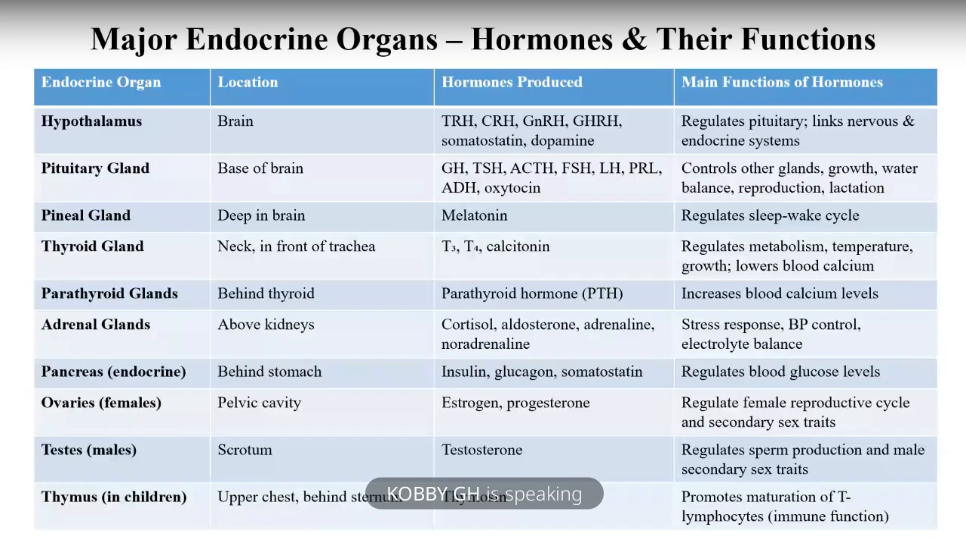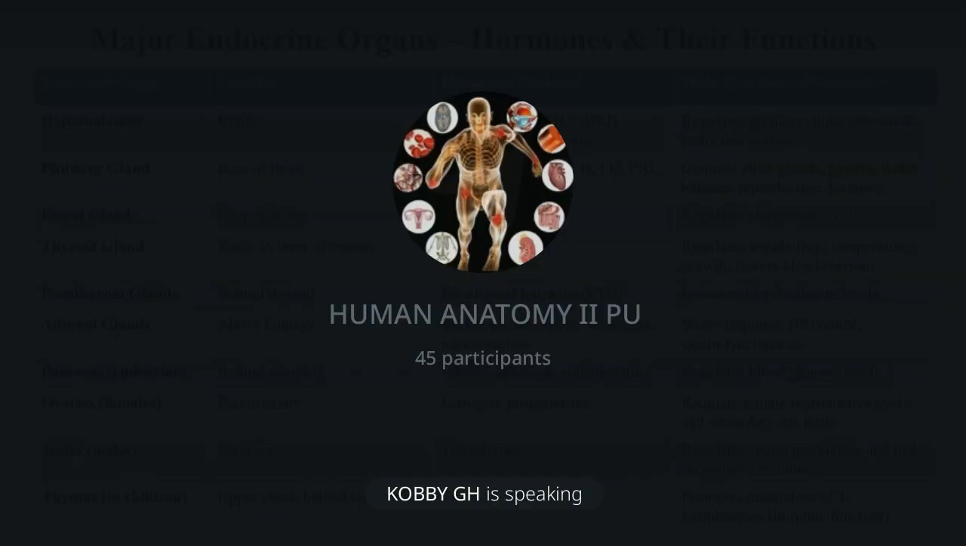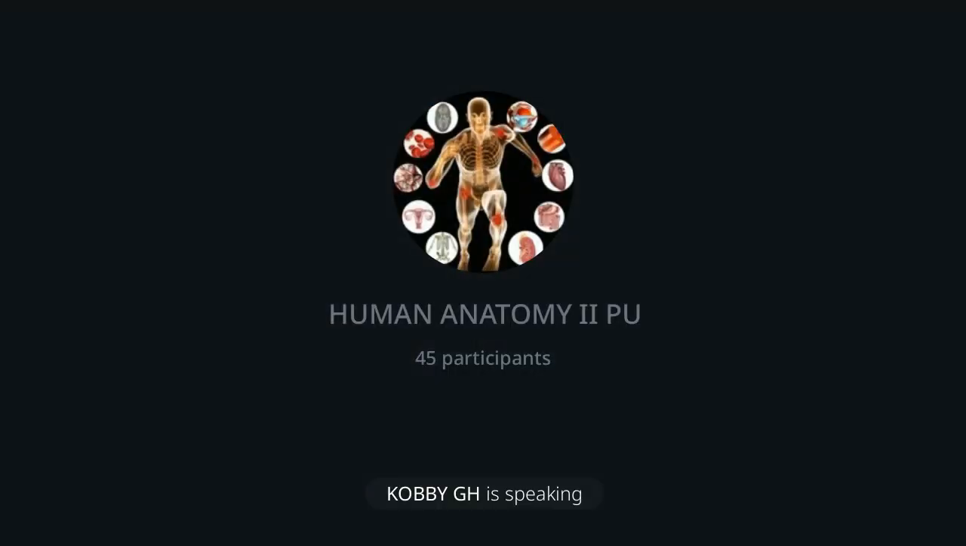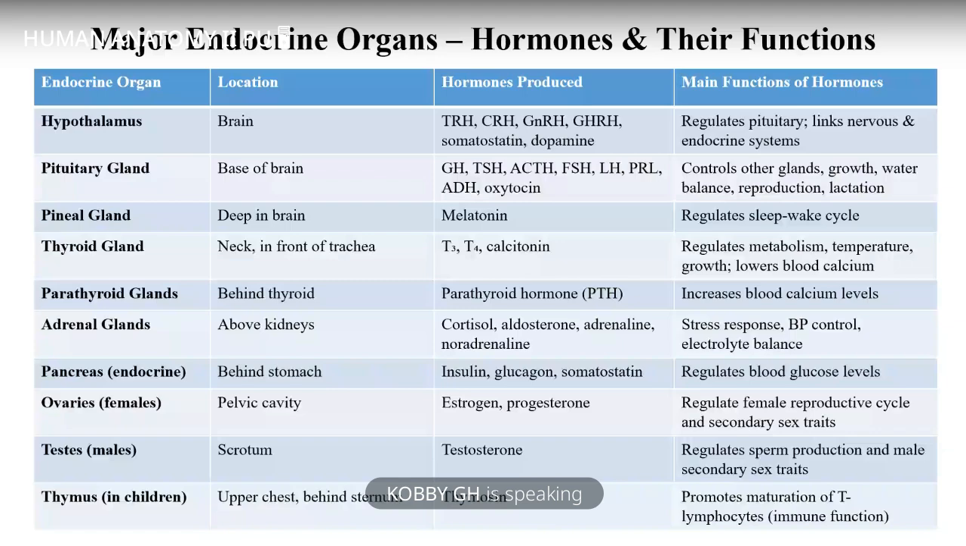So the hypothalamus, you should know, is within the brain. The pituitary gland is at the base of the brain. The pineal gland is deep inside the brain. The thyroid gland is in front of the neck, the anterior neck. The parathyroid glands are behind the thyroid glands. The adrenal glands are on top of the kidneys. We have the pancreas, which is behind the stomach. The ovaries, the testes, and then the thymus.